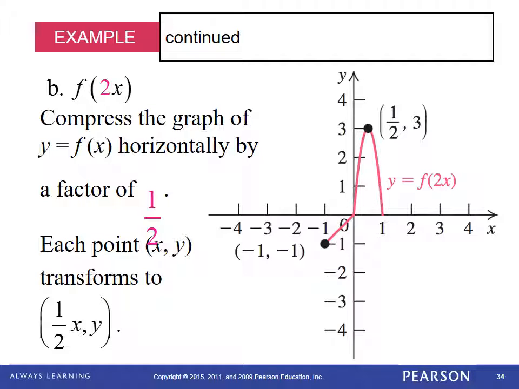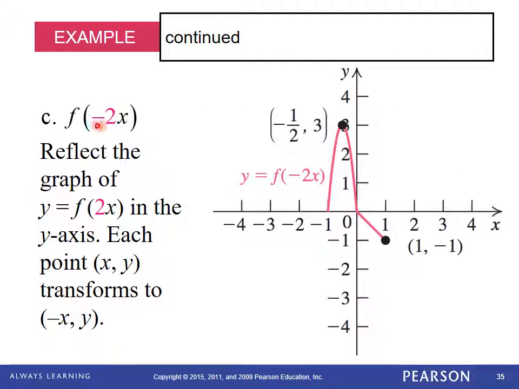All right, and then what happens if you have a negative inside there and a horizontal compression? You get a reflection about the y-axis. Notice, this was at 1, 3. It jumped to this side being -1, 3, and then it got compressed to the y-axis. This is where things get kind of scary.